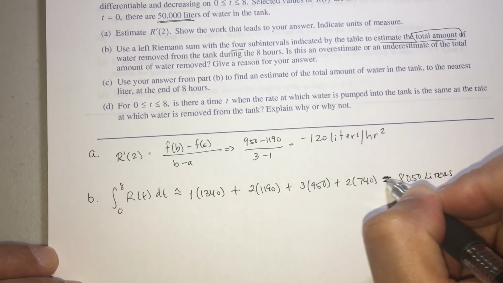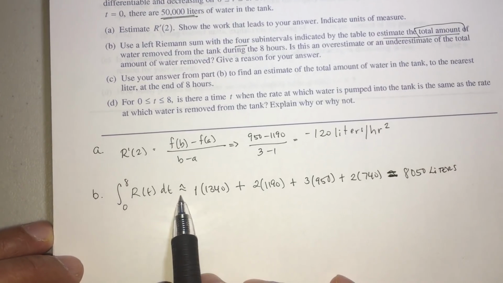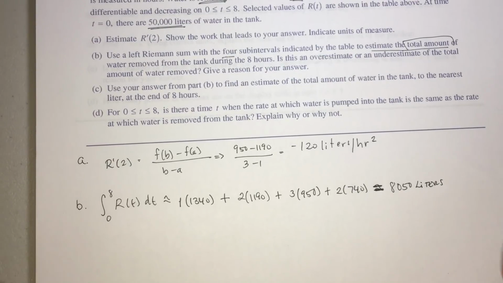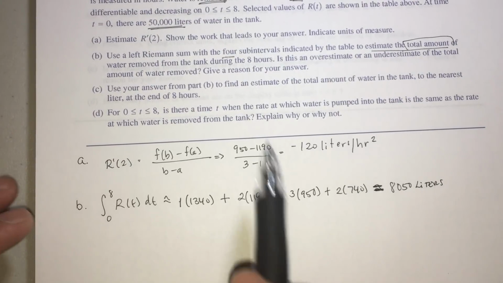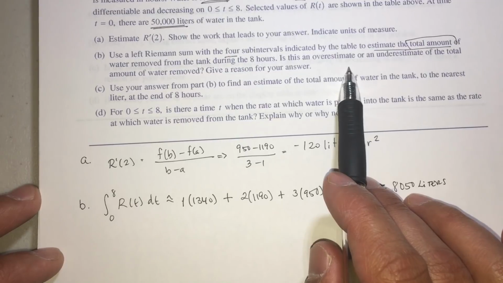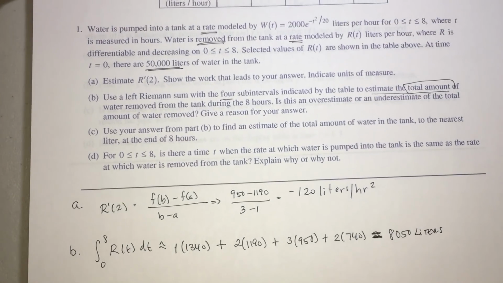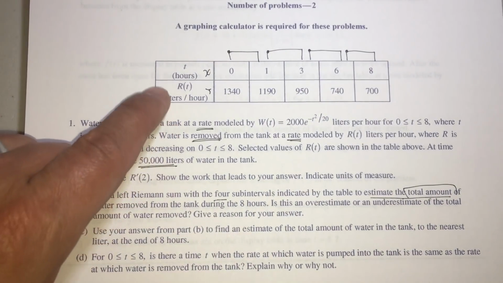And this, I'll just make this an equals. Okay, it's because we say it's approximately, and then it equals 8,050 liters. Okay, makes sense? Cool. Now what does it say? Is this an overestimate or an underestimate of the total amount of water being removed? Well, is this function increasing or decreasing?